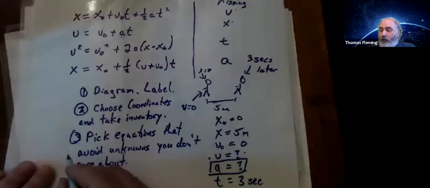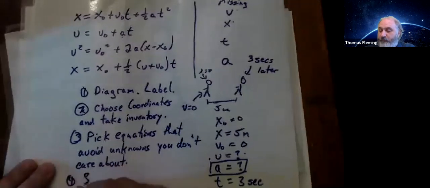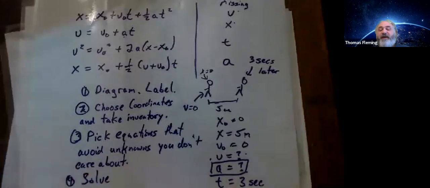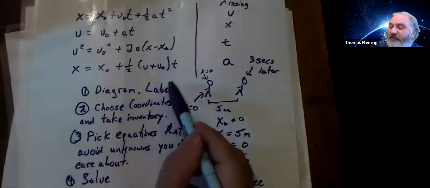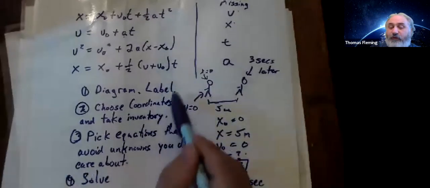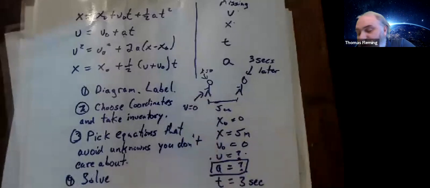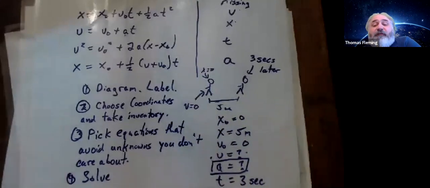And then step 4 is solve it. Right? Once I get to step 4, it turns into a math problem. Right? All the physics happens in these first 3 steps. Everything after that is just doing some algebra to figure out whatever it is that I'm missing. So that was the basic topic of the second chapter.